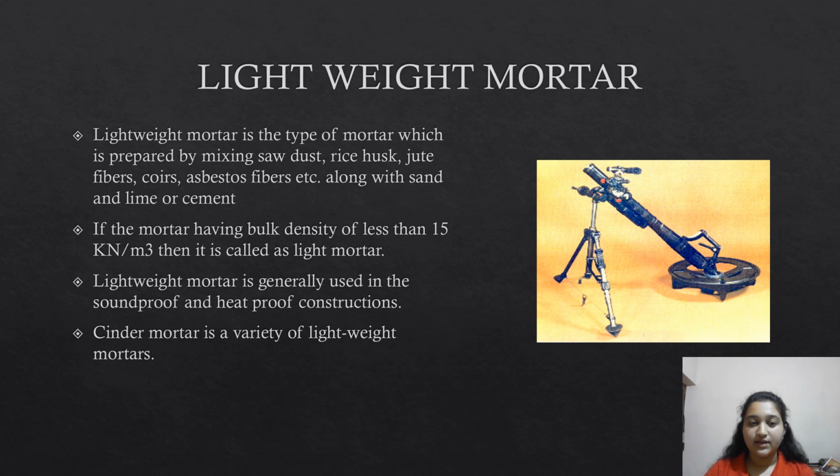Lightweight mortars. Lightweight mortar is the type of mortar which is prepared by mixing sawdust, rice husk, jute fibers, coir, asbestos fibers, etc. along with sand and lime or cement. If the mortar has a bulk density of less than 15 kilonewton per cubic meter, it is called light mortar. Lightweight mortar is generally used in soundproof and heatproof construction. Cinder mortar is a variety of lightweight mortar.